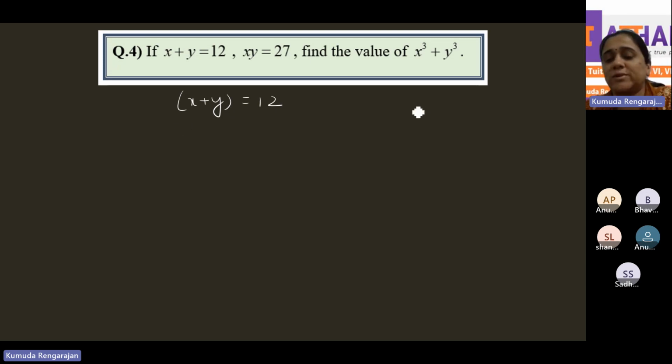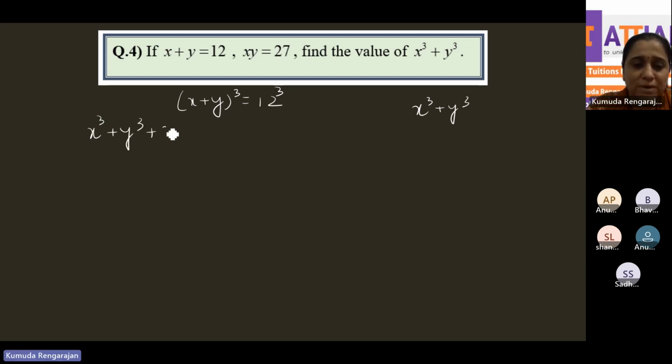Why should you cube on both the sides? Because we have to find x cubed plus y cubed. So you're going to cube like this on both the sides. All right. Now a plus b the whole cube is equal to a cube plus b cube plus 3ab into a plus b. This is the formula.